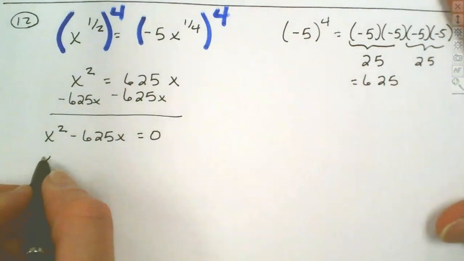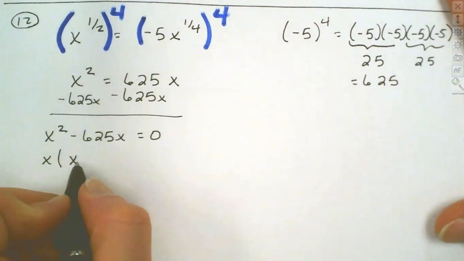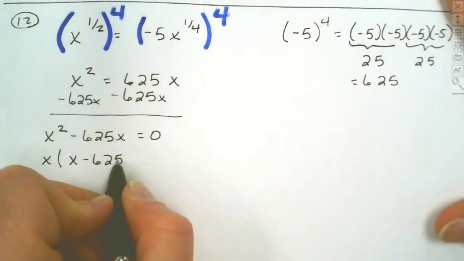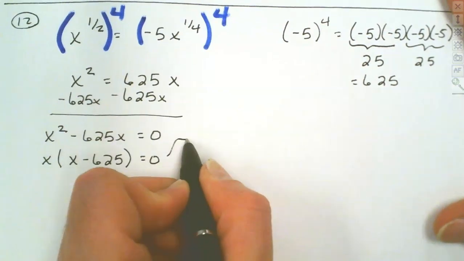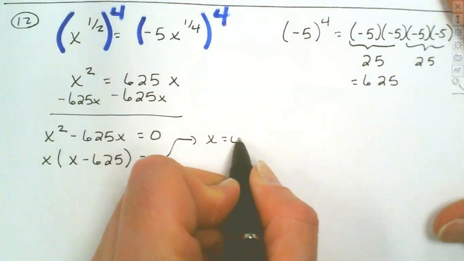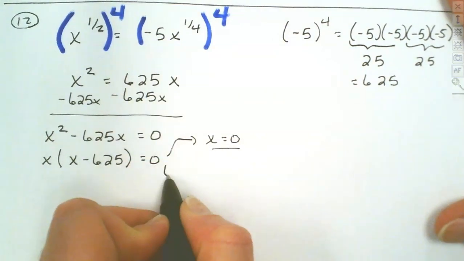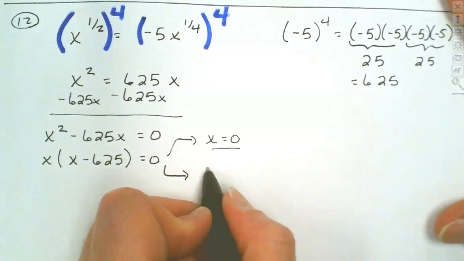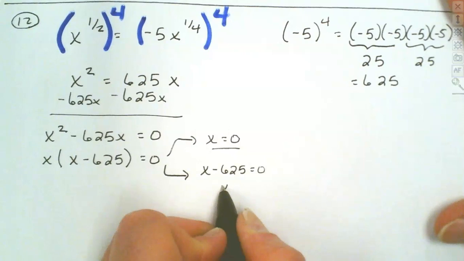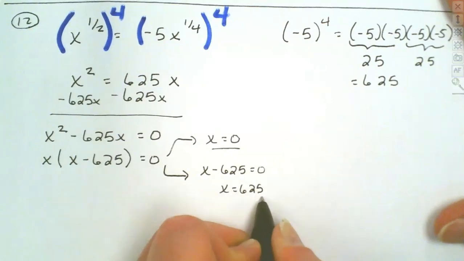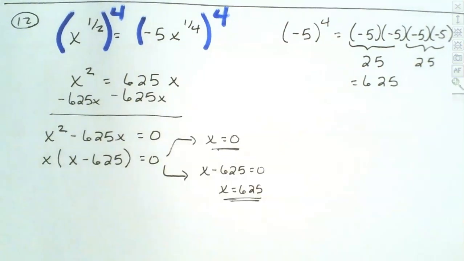I can factor out an x, and that's going to then leave you with an x minus 625. And so one possible solution is x equals 0. Another possible solution is x minus 625 equals 0. So x equals 625. Now my solutions are a little bit different than what they say. They say there's no solution. And there actually is only one. One of these is not going to work.